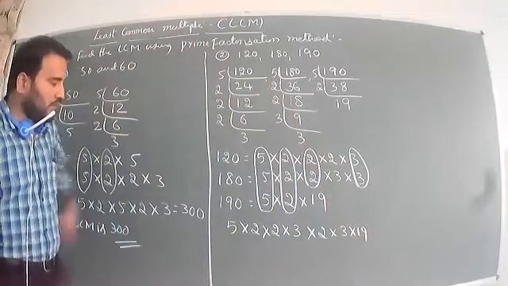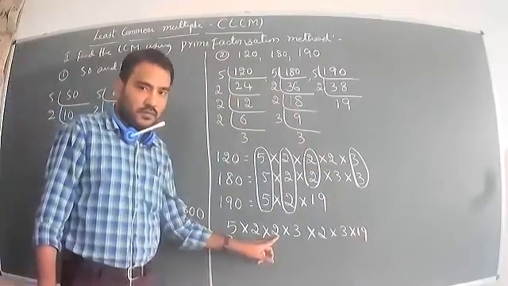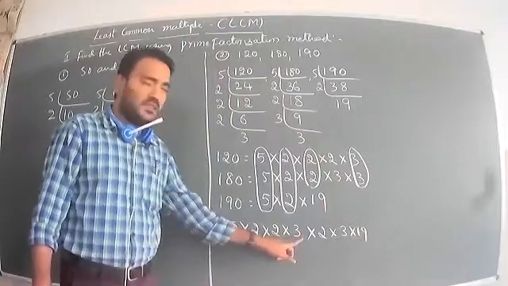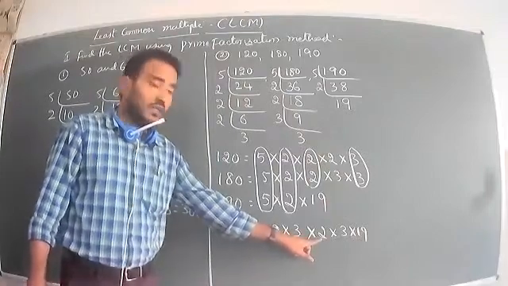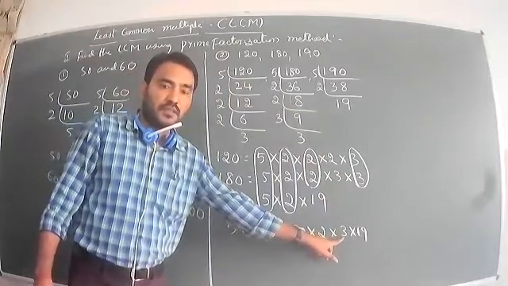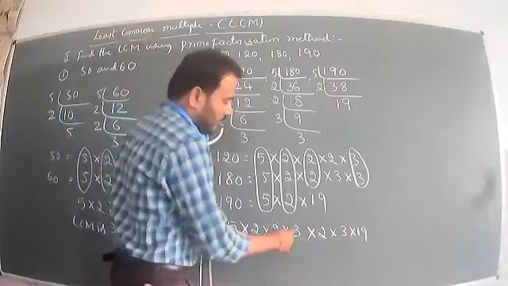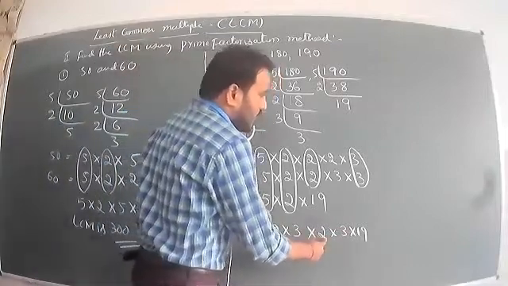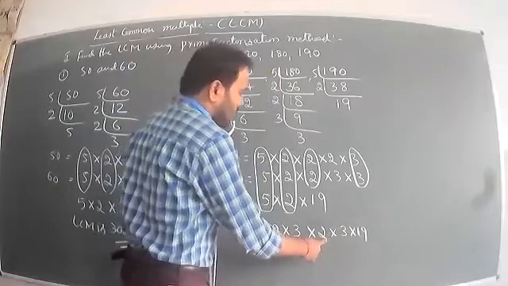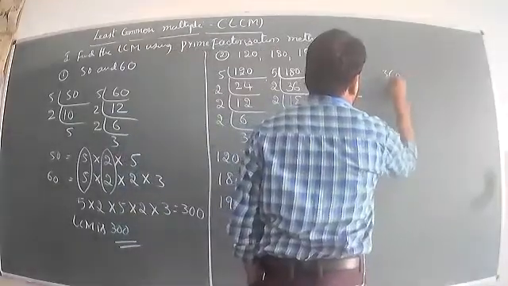Multiply. Now 5 to the 10, 10 to the 20, 20 3 the 60, 60 to the 120, 120 3 the 360. Check it once again. 5 to the 10, 10 to the 20, 20 3 to the 60, 60 to the 120, 120 to the 360, 360 into 19.